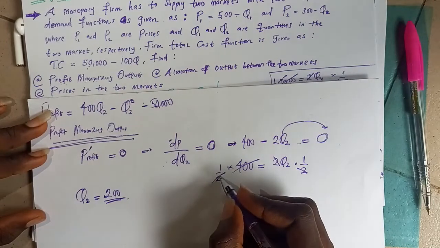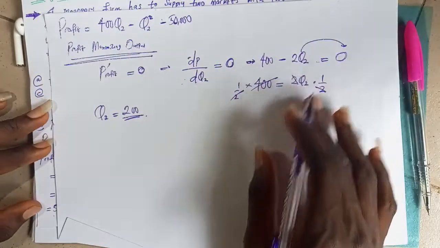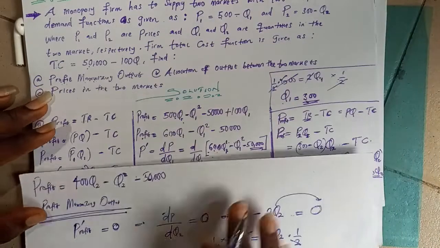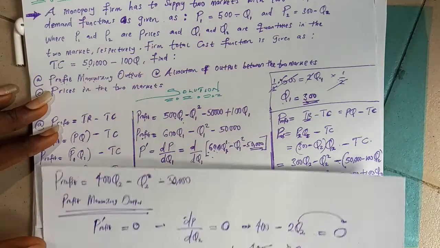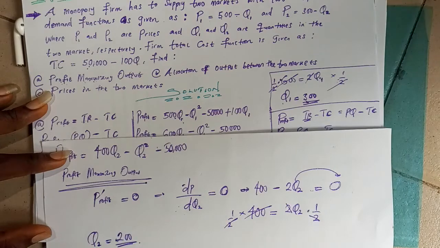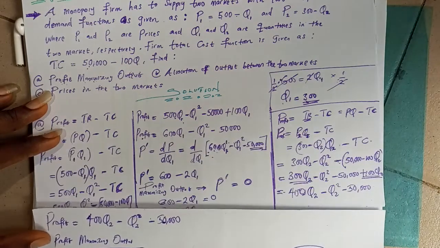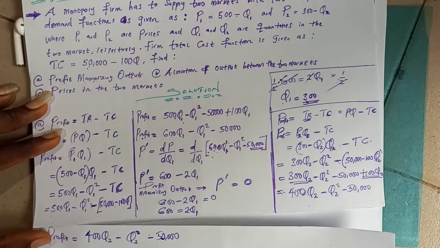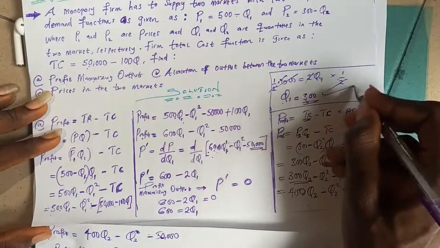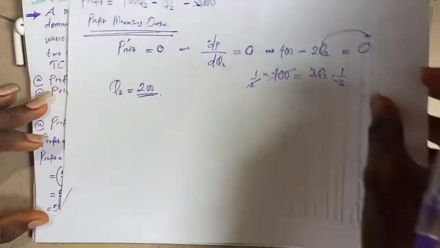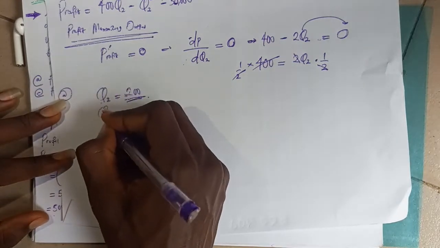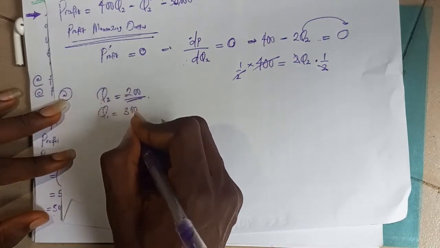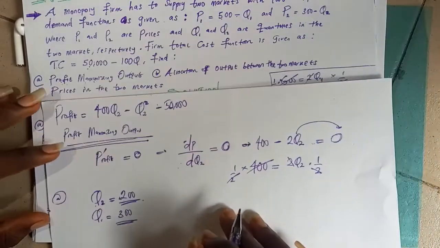The first one, Q1, remember I have my Q1 as 300. The output is this Q1 and Q2. So in the two markets, Q1 is 300, as you can see. Hence, Q2 is 200, and then Q1 is 300. So that is the correct answer to that.